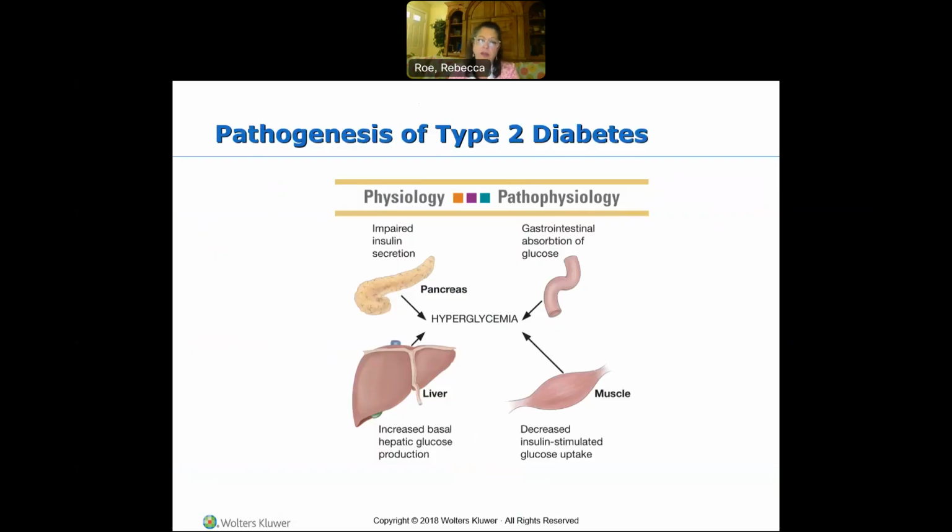Pathogenesis of type 2 diabetes is listed in this slide. It shows the impaired insulin secretion, the absorption of the glucose, the hyperglycemia, the increased basal hepatic glucose production, and the decreased insulin-stimulated glucose uptake. So you'll see hyperglycemia as a result.